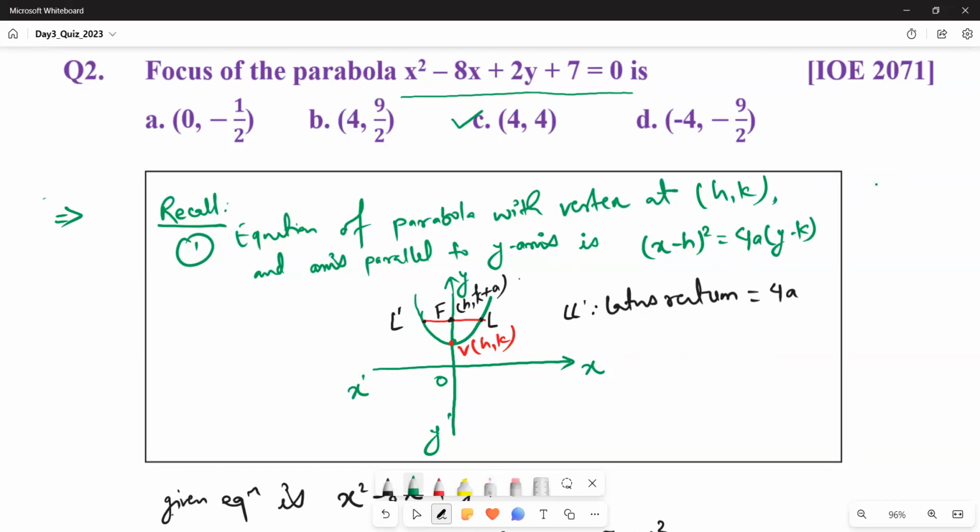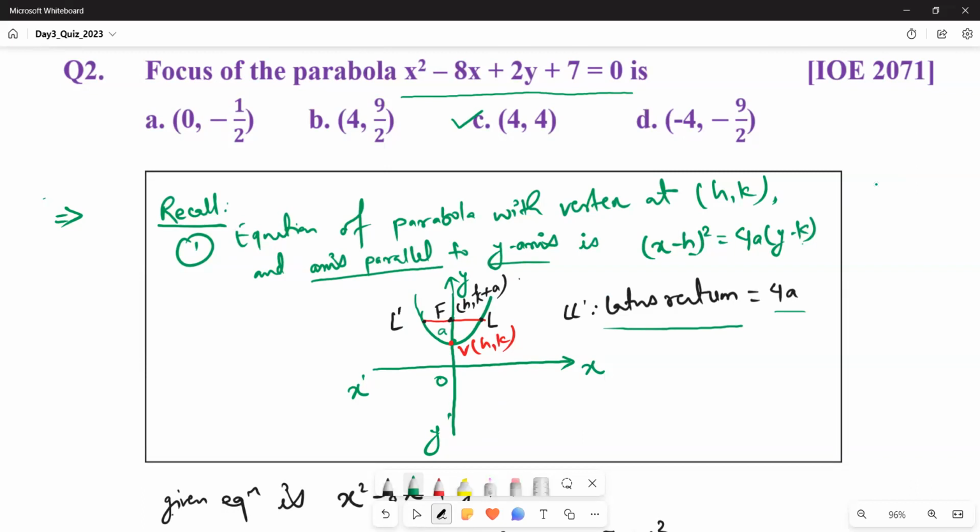Before solving this, let's recall the equation of a parabola with vertex at (h, k) and axis parallel to the y axis. It is (x minus h) whole square equal to 4a times (y minus k), where h and k are the vertex of the parabola, and 4a denotes the length of the latus rectum. In the figure, L dash represents our latus rectum, and its length is 4a, right? We have the vertex at (h, k), and the point F denotes the focus of this parabola. The focus is at a distance a from this vertex.